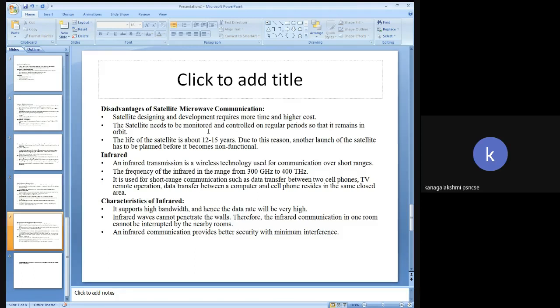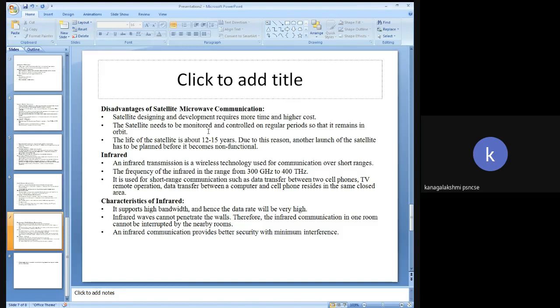The last topic is infrared transmission. Infrared transmission is a wireless technology used for communication over a short distance only. The frequency range for infrared transmission is 300 gigahertz to 400 terahertz. It's only applicable for short range communication, such as transferring data between two cell phones and TV remote operations. It is applicable only in closed areas.